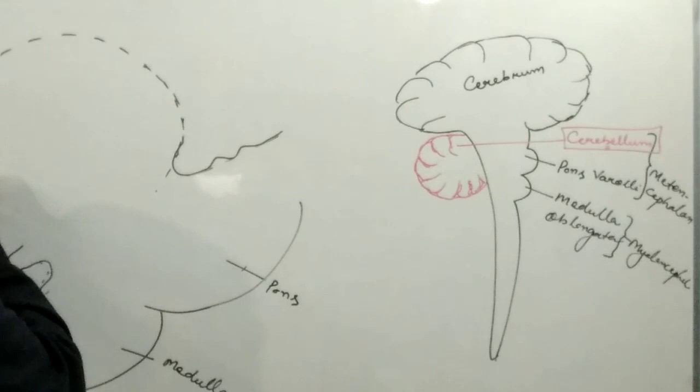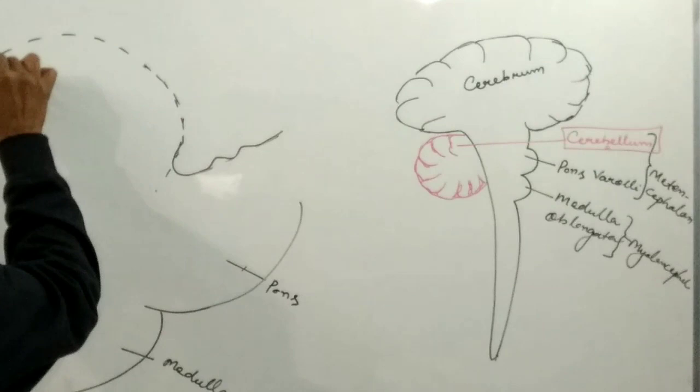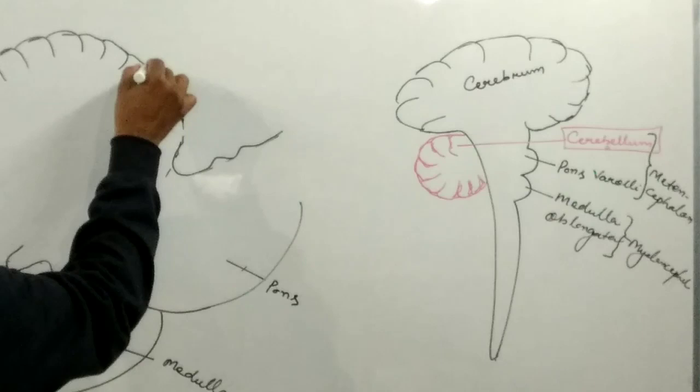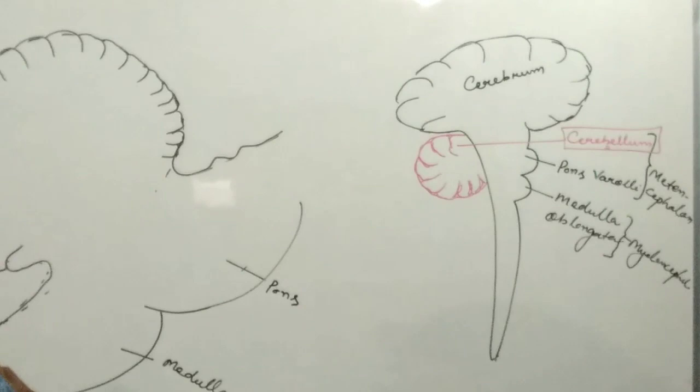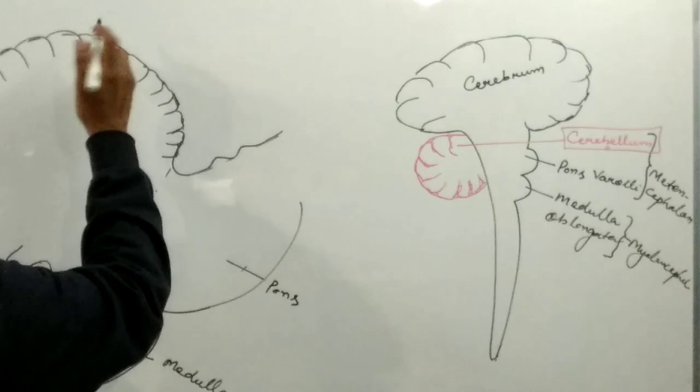So suppose that this is the folding of the surface of the cerebellum, which forms a number of parallel ridges and increases the surface area of the cerebellum, and these folds are known as the folia.